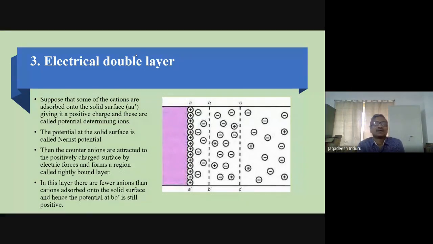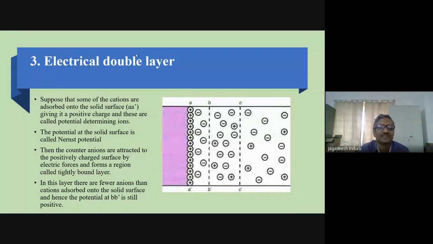Suppose some cations are adsorbed onto the surface of AA, giving a positive charge. These are called potential determining ions. In our case of amino acids in alkaline pH, it may be NH3 plus, which has a positive charge. The potential at the surface is called the Nernst potential. Then the counter ions are attracted to the positively charged surface by electric forces, forming a region called the electrical double layer. The double layer is present at the interface of BB and CC.